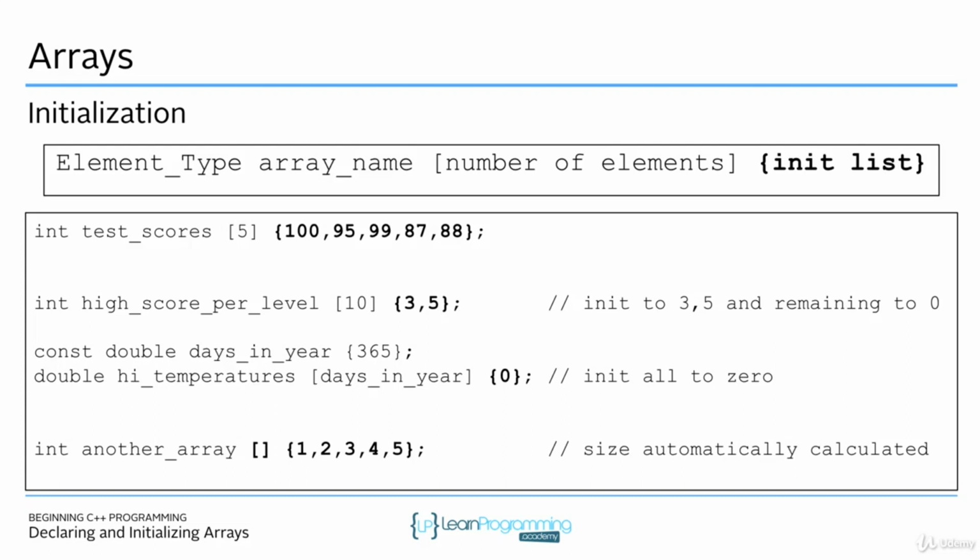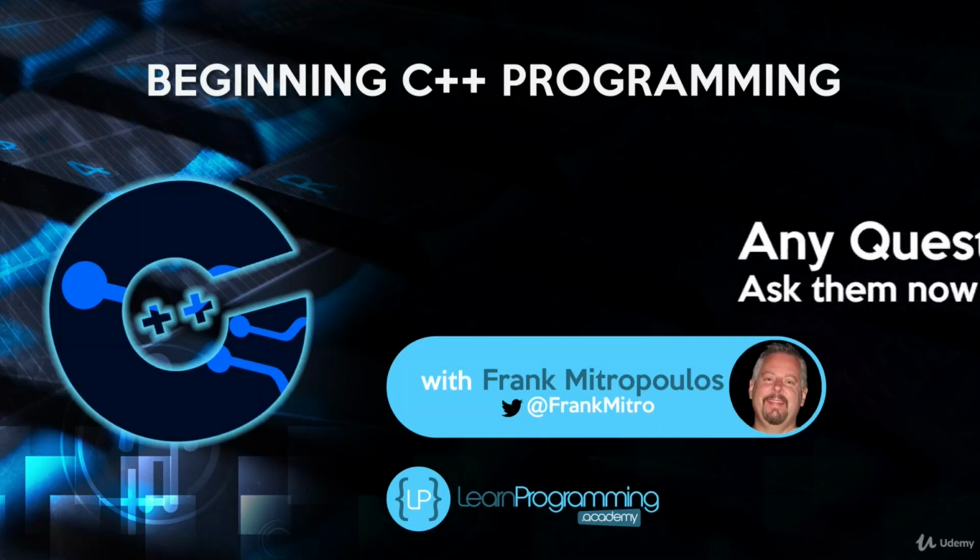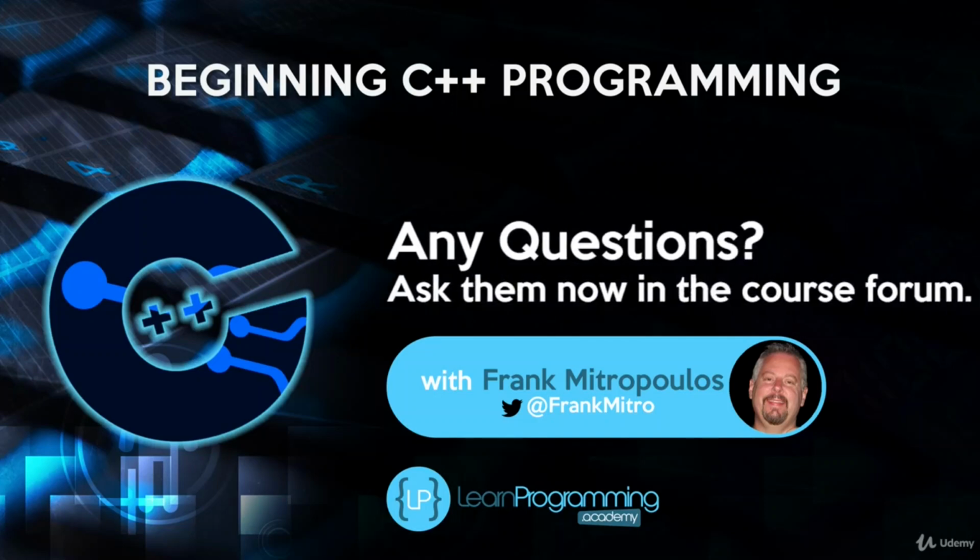The final example is a little bit different. In this case, I didn't provide any number for the size of the array inside the square brackets. Instead, I'm letting the compiler determine the size of the array based on the number of elements in the initializer list. This form is also often seen. In this case, another array will be of size 5 integers, and they'll each be initialized from 1 to 5. As you can see, the syntax for declaring and initializing arrays is very straightforward. In the next video, we'll look at the syntax for accessing individual array elements.